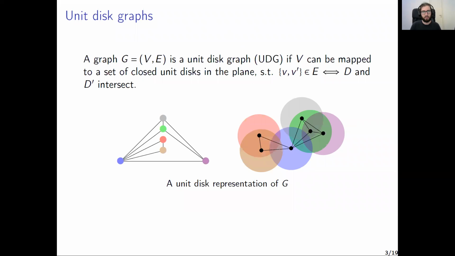Then we can have some more constraints on our disks, and we can define what is called a unit disk graph. So here the definition is the same, but the closed disks must have unit radius. Otherwise the definition is the same. And this disk graph G, we can see that it is also a unit disk graph because it has what is called a unit disk representation.